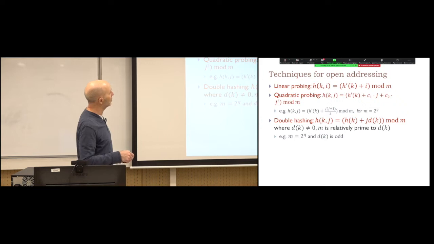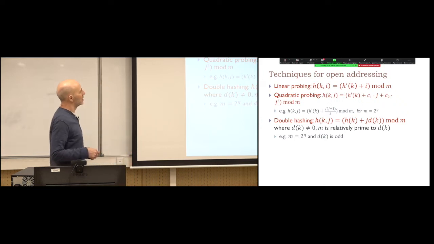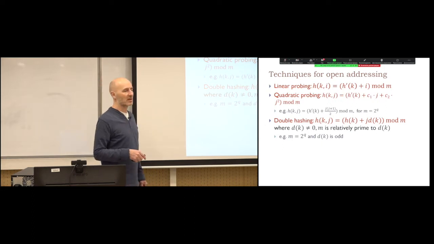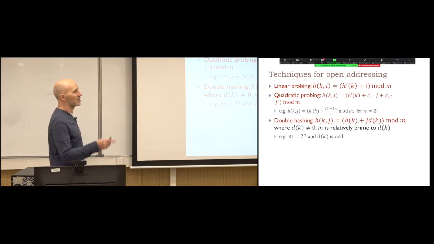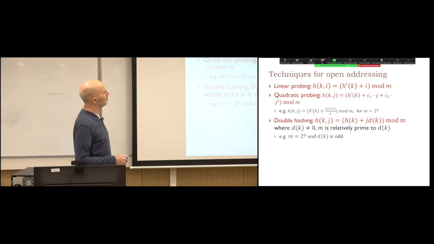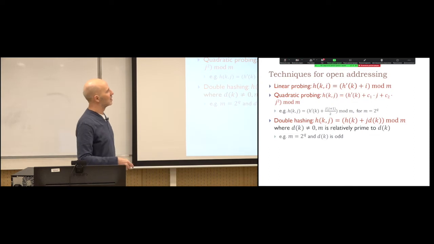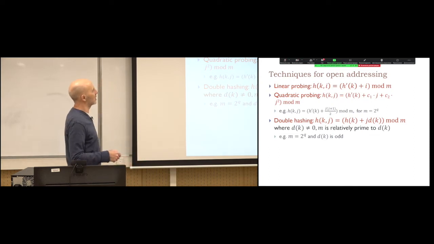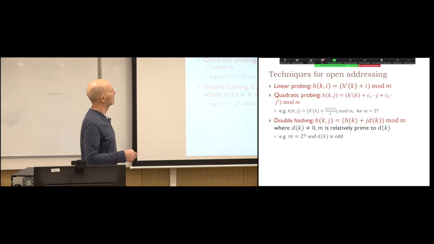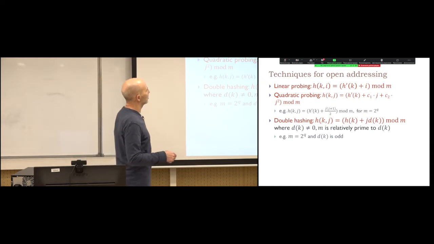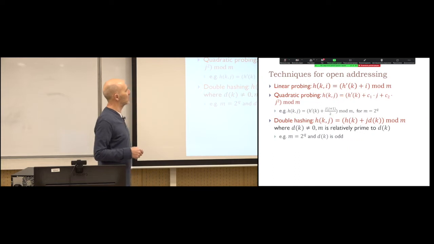So there are again several standard ways of defining these sequences of probes. There is the so-called linear probe, which is very simple. It says if the bucket is occupied, go to the next one. It's a very simple strategy, but not very good in practice. There is quadratic probing, where this function h is defined by a quadratic function on j, the iteration.